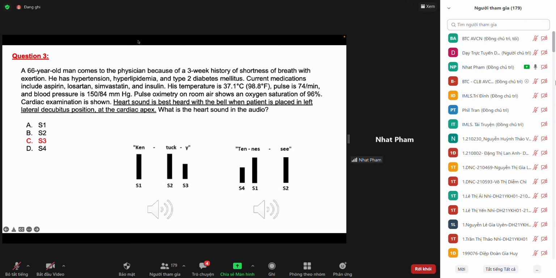Okay, can I call one other person? This is the last question of the day, by the way. We finally made it. Tạ Trọng Nhân, can you unmute, please? Can you tell me what's the difference between S3 and S4?